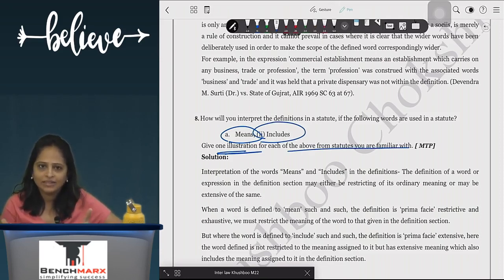So you had remembered: for means, the Companies Act, company means a company formed. For includes, debentures, and for means and includes, stock.